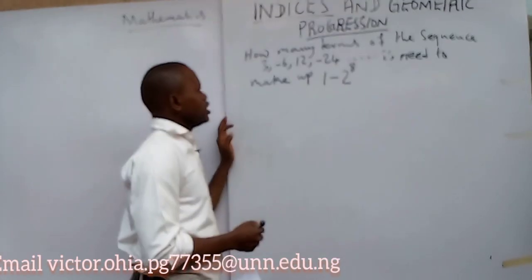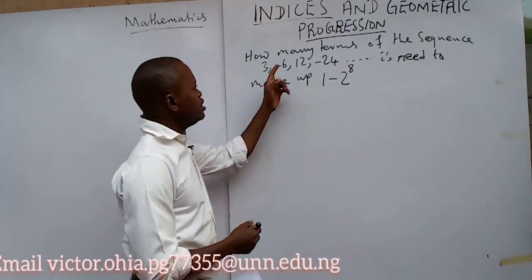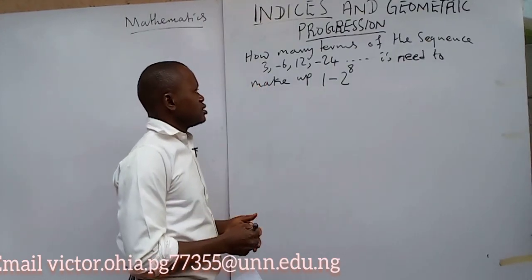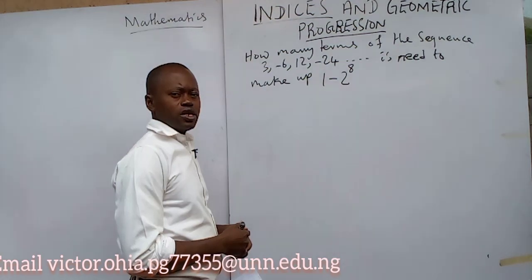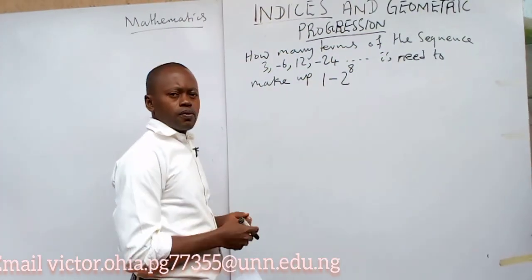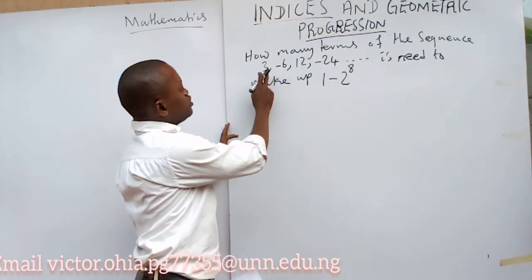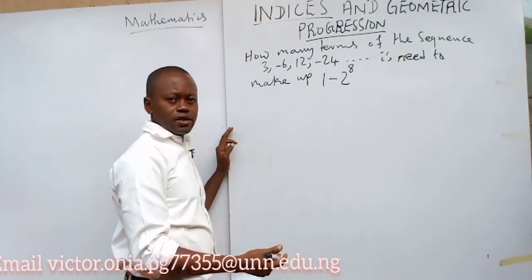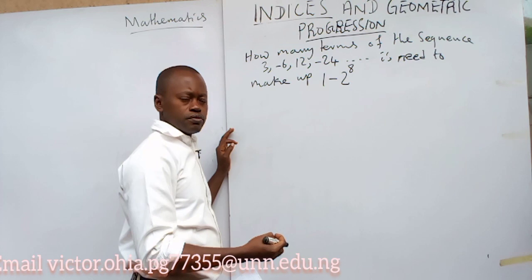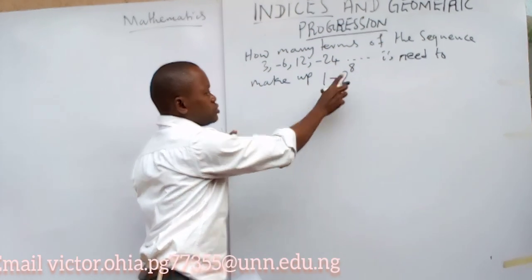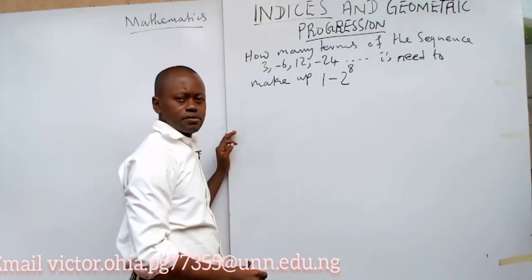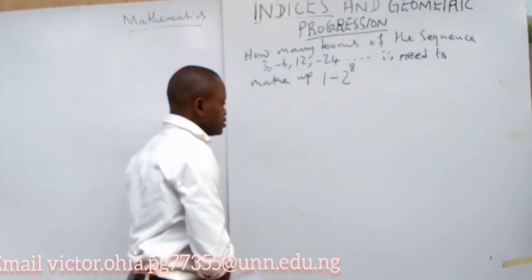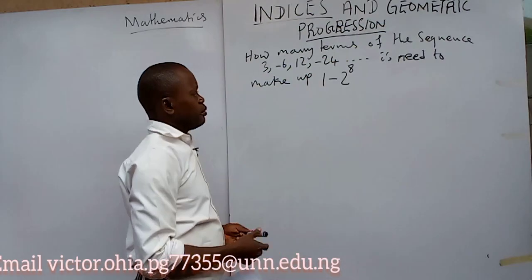How can one handle this problem that says how many terms of the sequence 3, minus 6, 12, minus 24? We have the first 1, 2, 3, 4. How many do we need extra, so that when we take the sum, it will give us 1 minus 2 raised to the power 8? How many terms do we need to achieve that? How do we go about this?